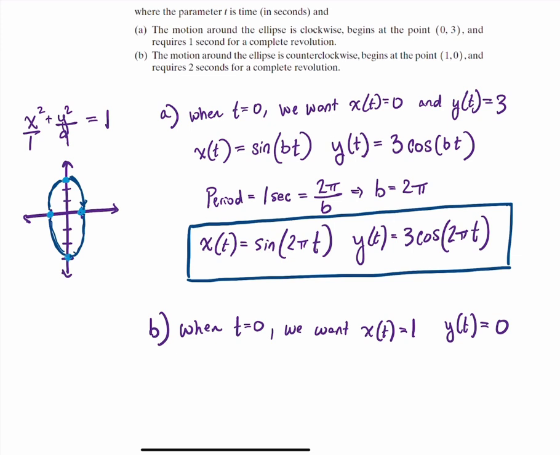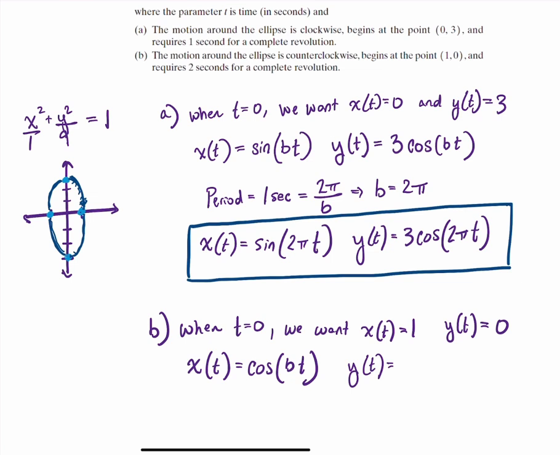So that means when we plug in 0 for t, we want an initial value of 1 for x. So that sounds like the cosine. Because it will start at a maximum, then go down to 0, then to a minimum value of -1, then back to 0, then back to its maximum. So that sounds like the cosine. So y of t, we want to start at 0. So that sounds like the sine.